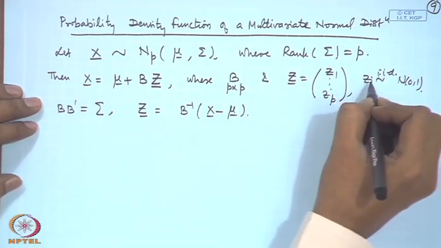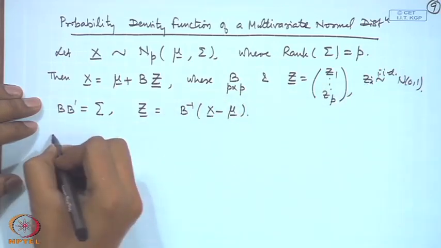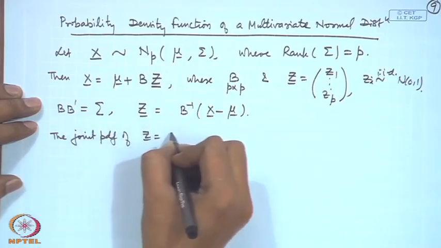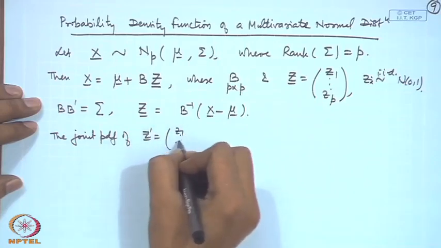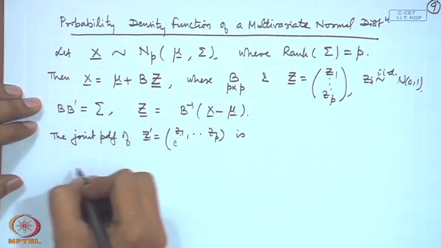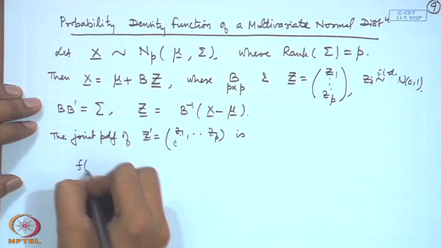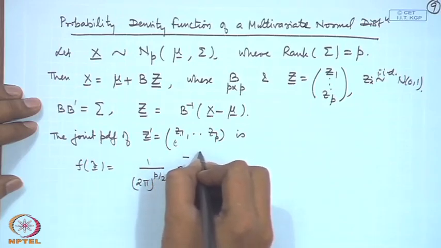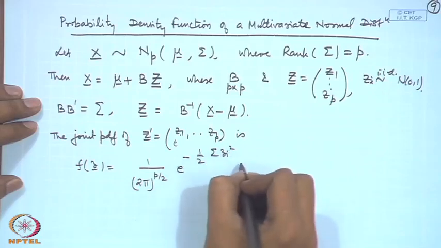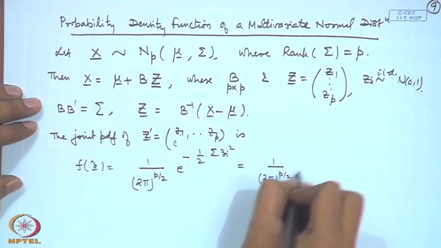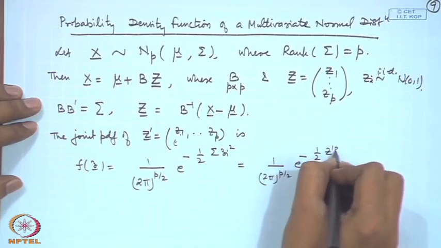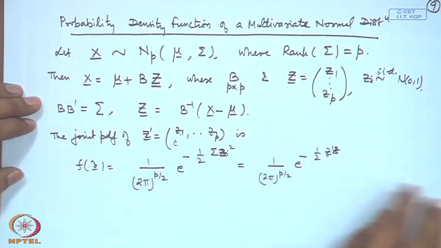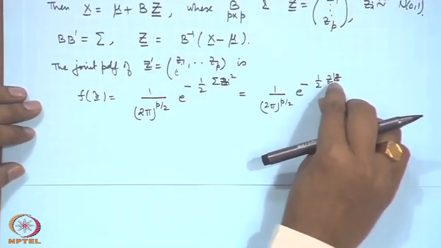Now, if I have independent normal random variables, I can write down the density function. So, the joint PDF of Z, where Z prime is equal to (Z1, Z2, ..., Zp), let me use a notation f(z). That is equal to 1 by (2 pi) to the power p by 2, e to the power minus 1 by 2 sum of z_i squared. So, that will be equal to 1 by (2 pi) to the power p by 2, e to the power minus half Z prime Z. Let me use capital letters here. Usually, we write small letters for denoting the value of the random variable, but here for the sake of convenience, I am using the capital letters.